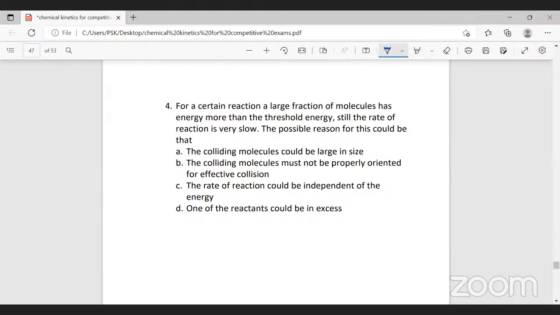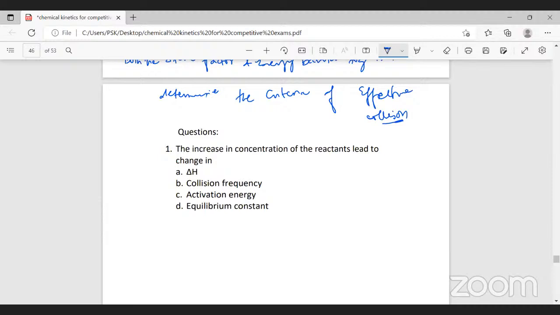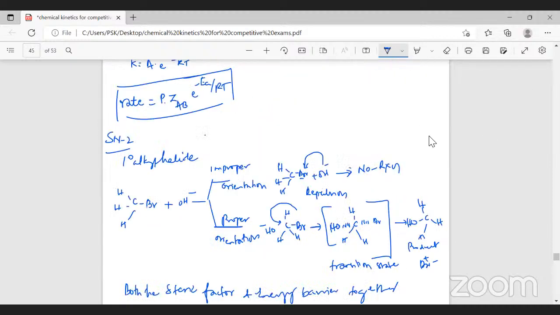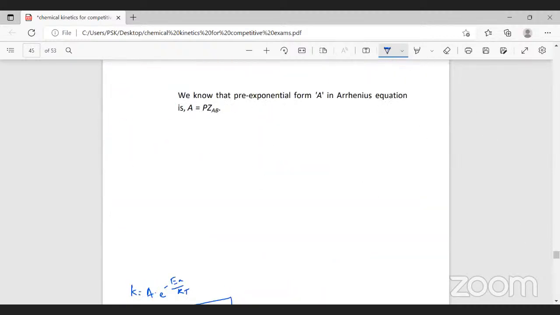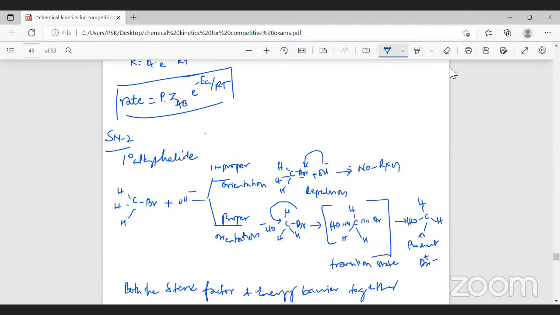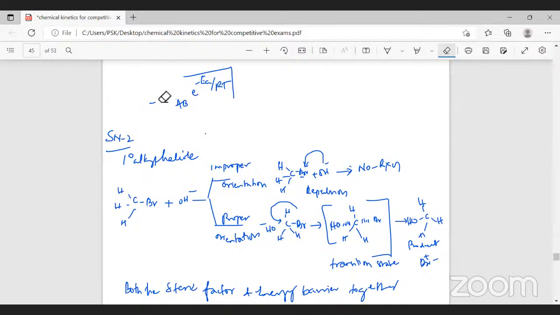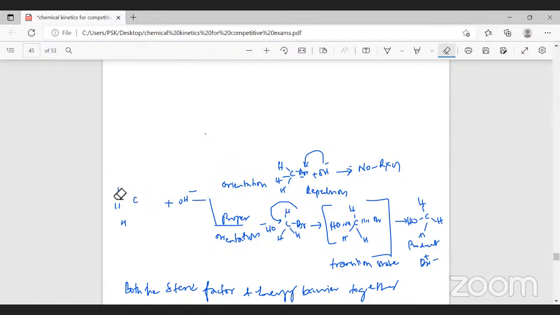Now I will erase this part and teach you. One minute. Just give me a minute. I'll erase this and teach you the effect of catalyst on the rate of a reaction.